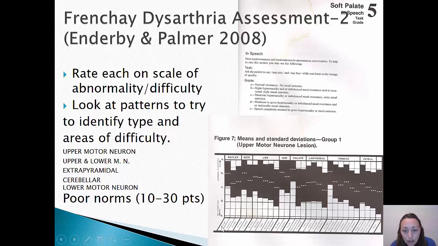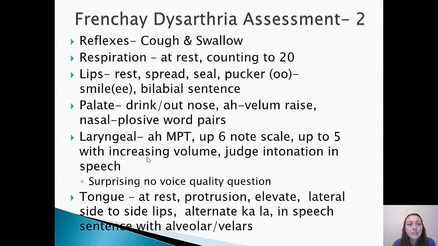It's hard to see here, but you have a cough task, a swallow task. You have oral motor tasks, looking at tongue, intelligibility, laryngeal, palate, jaw, lips, etc. And then you take your data on where you are on the scale, and it gives you somewhat of a profile at the end when you put your responses together. It's going to give you a general idea if this is more of an upper motor neuron presentation versus upper and lower motor neuron, extrapyramidal, cerebellar, or lower motor neuron. So it looks at it from more of a general pathway perspective, and I'll talk about the pros and cons in just a second.